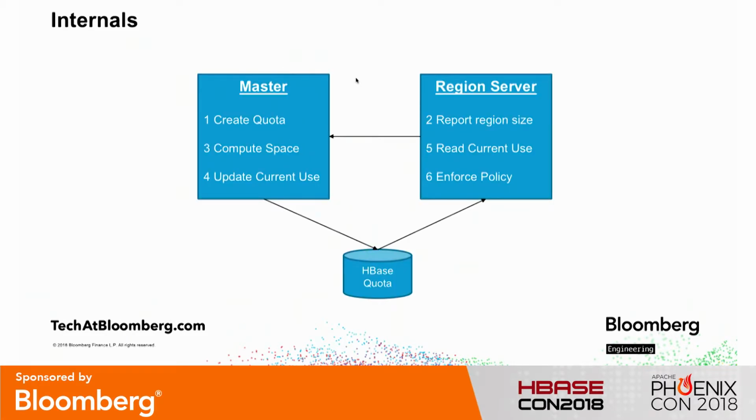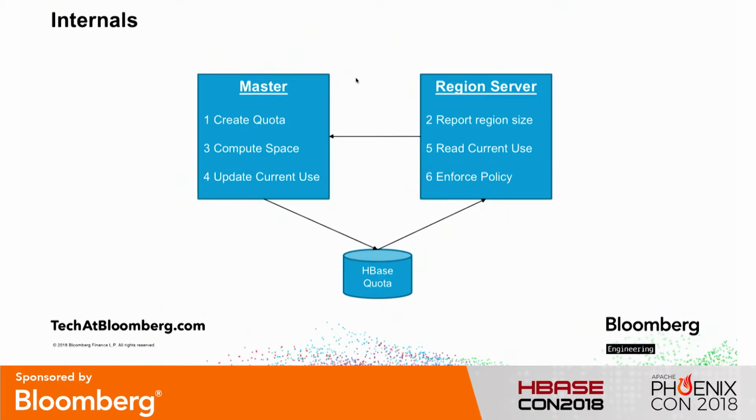Internally, this is how it works. A user can come and create a quota, and the quota gets stored in a new system table called the HBase quota table. And what happens is, if the quota is set on a table or a namespace, all the region servers will send a report to the master to say, for this table, this is the space being used so far. And the master would consolidate all the statistics and then update the quota table again.